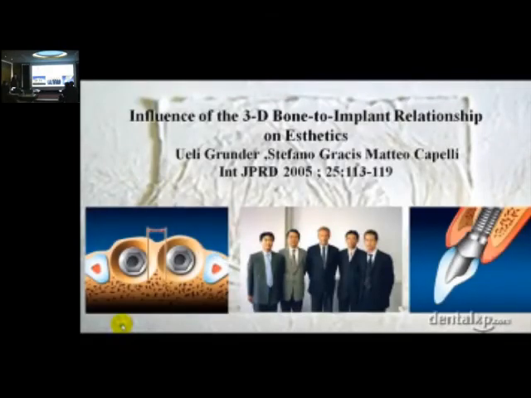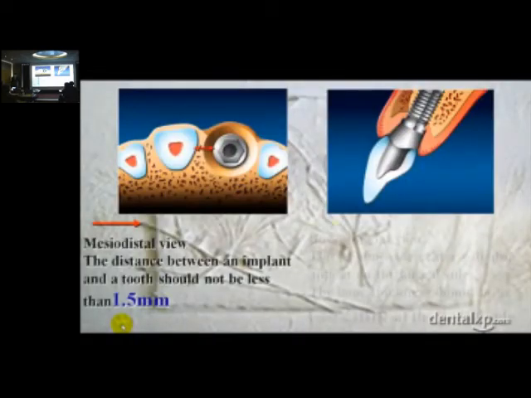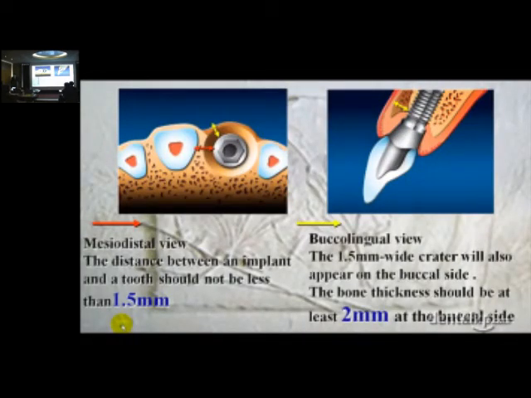Furthermore, Dr. Glunder published this article last year. In mesial-distal view, the distance between the implant and the tooth should not be less than 1.5 mm. In buccal-lingual view, the 1.5 mm wide crater will also appear on the buccal side. He reported that the bone thickness should be at least 2 mm at the buccal side.